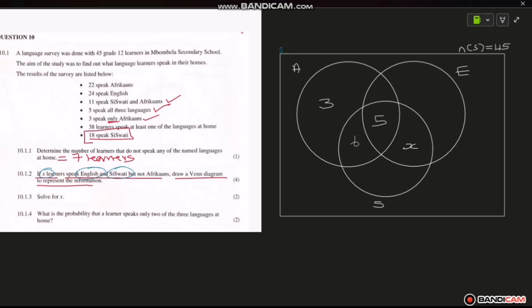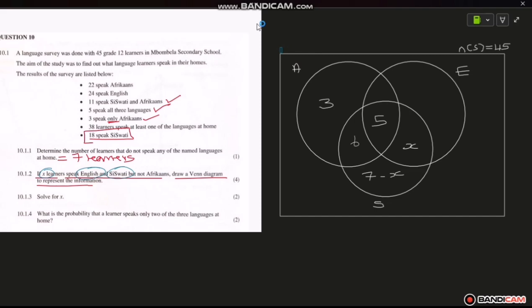18 speak Siswati. What we're going to do, we're going to subtract it from these numbers so we can find this one here. Okay, so it's going to be 18 minus 6 minus 5 minus X. That's going to be 7 minus X. Let me write it here. 7 minus X. We are done with that last bullet point.